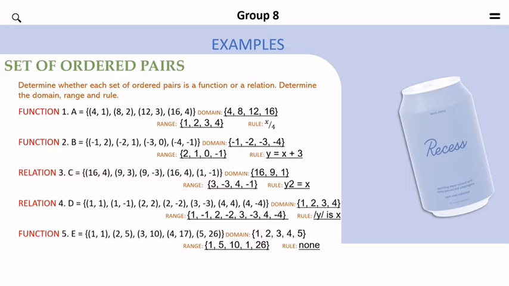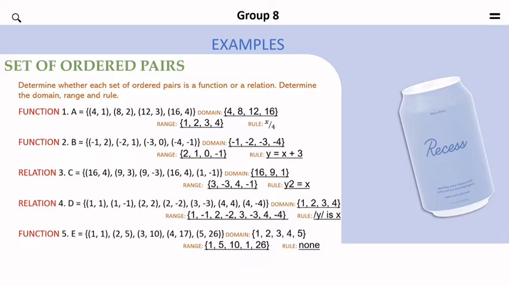Number 1 is said to be a function. Why? Because as we look at the domain, 4, 8, 12, and 16, there is no common or the same x in the set. The rule that this set follows is x over 4. Number 2 is also a function like number 1. The domain is -1, -2, -3, and -4, while the range is 2, 1, 0, and -1. And the rule it follows is y equals x plus 3.